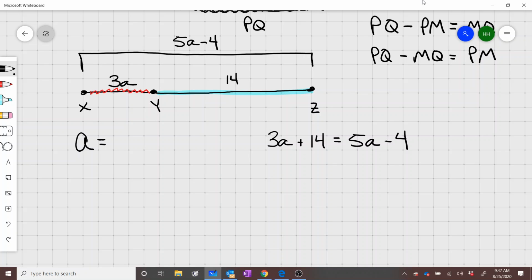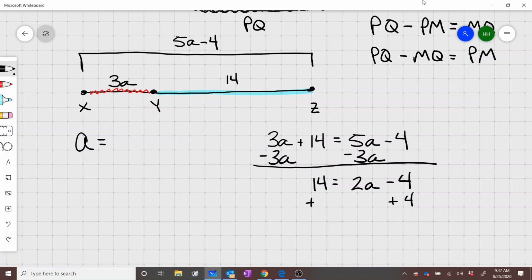Okay. Alright, remember when you got variables on both sides, you got to get all the variables on one side of the equal sign. So you start this off and you subtract 3A from each side. So we get 14 equals 2A minus 4. And then we add 4 to each side. And 18 equals 2A. And what do you do next? Divide by 2.